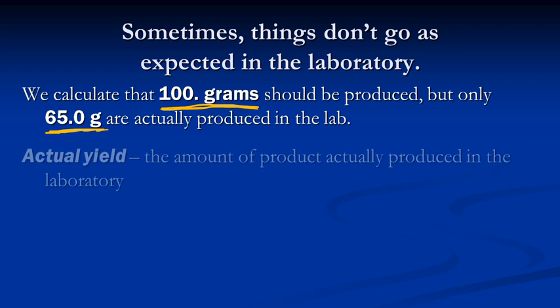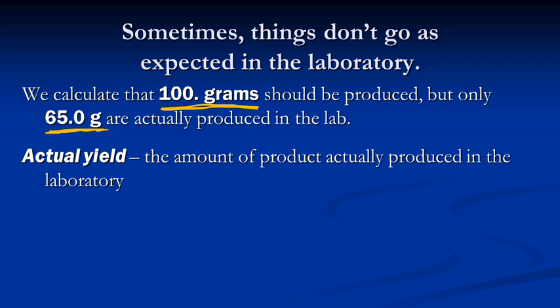We have this actual yield. That's the amount of product that we really, actually in real life, produce in the lab. That's generally going to be smaller than what we thought we were going to make. The actual yield in this case is 65 grams.